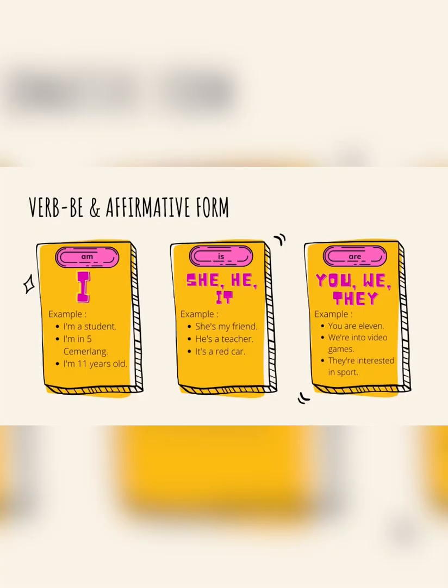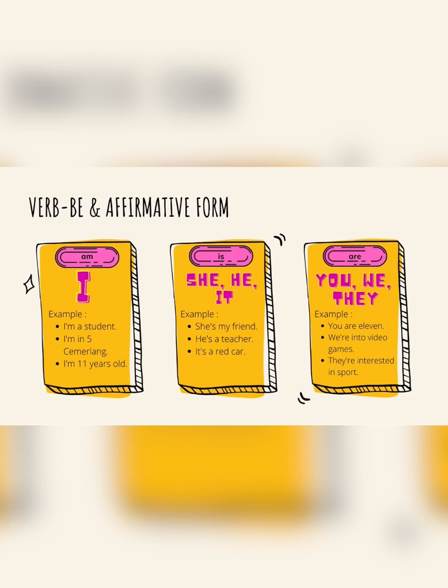First, let's learn on verb be and affirmative form. There are 3 types of verb be: am, is, and are. We use am with singular pronouns of I. For example, I'm a student. I'm in 5 Cemerlang. I'm 11 years old.